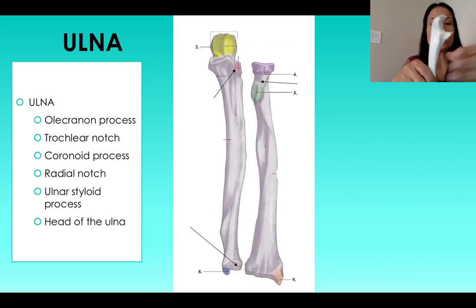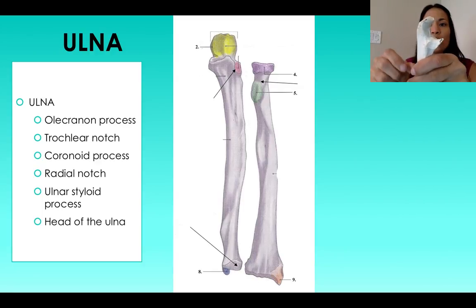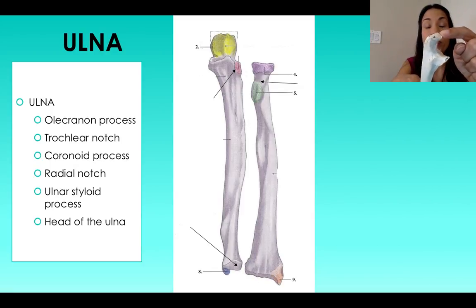So what we're going to describe on the ulna. Let's start at the proximal epiphysis. You're going to see two processes, two parts of bone that are sticking out, and in the middle there is a notch, right? The biggest one, the one on top, is called the olecranon process of the ulna, and this one is the coronoid process of the ulna. In between, this is the trochlear notch.